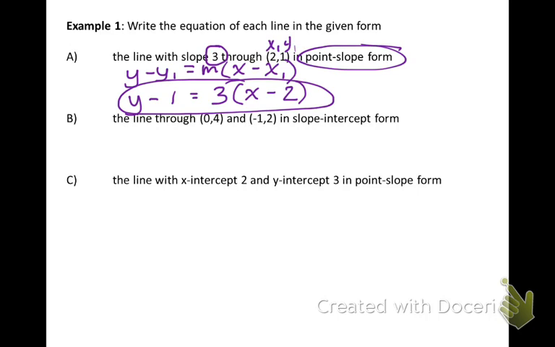Alright, so they gave you the slope and the points they want you to use. On this one, you are going to have to find the slope first of all. So you're going to use the formula from the last lesson: y2 minus y1 over x2 minus x1. So you're going to go 2 minus 4 over negative 1 minus 0, and that would be negative 2 over negative 1, which is 2. That's your slope. That equals m.